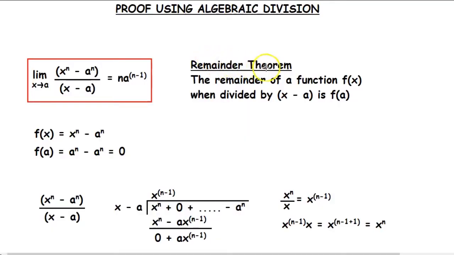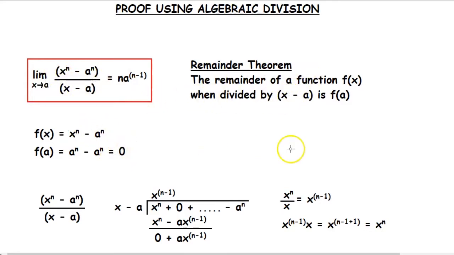If you remember the remainder theorem that we learned before, it says that the remainder of a function f(x) when divided by x minus a is f(a). So here, f(x) is our dividend, that is f(x) equals x to the power n minus a to the power n. So here f(a) will be equal to a to the power n minus a to the power n. So this gives us 0. So this means that there is no remainder when x to the power n minus a to the power n is divided by x minus a.